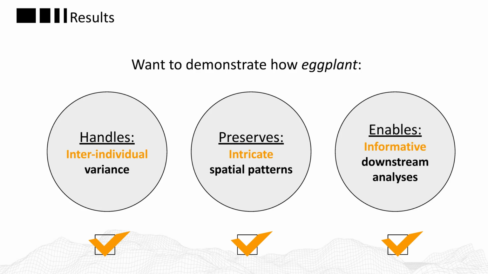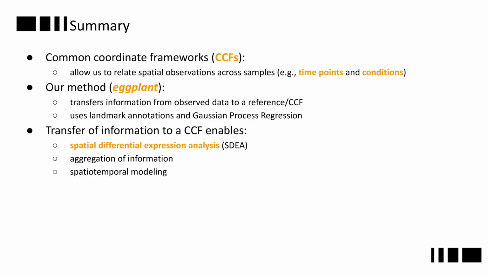So to summarize this presentation and the idea of common coordinate frameworks, we can say that common coordinate frameworks, or CCFs, allow us to relate spatial observations across different samples, for example, different time points and conditions. And our method, Eggplant, transfers information from the observed data to a reference or common coordinate framework. It uses landmark annotations and Gaussian process regression to do this.